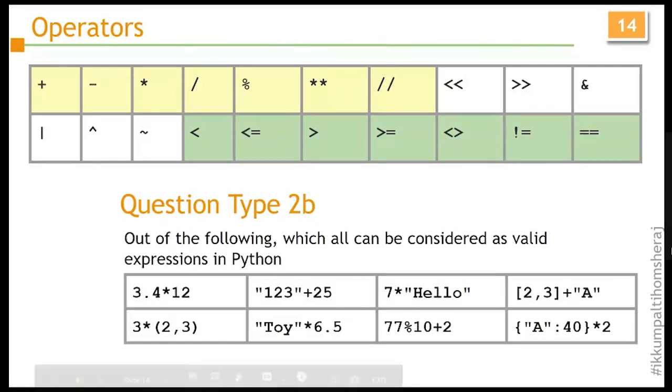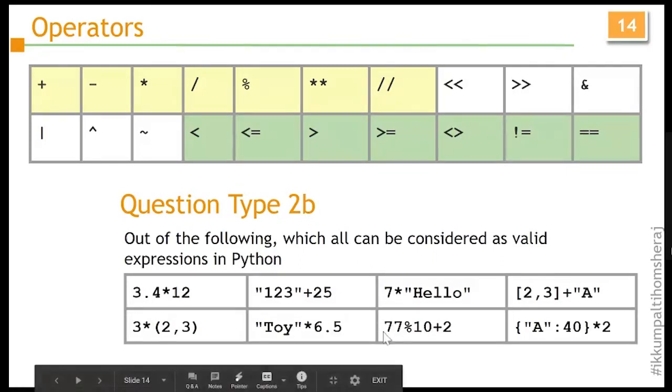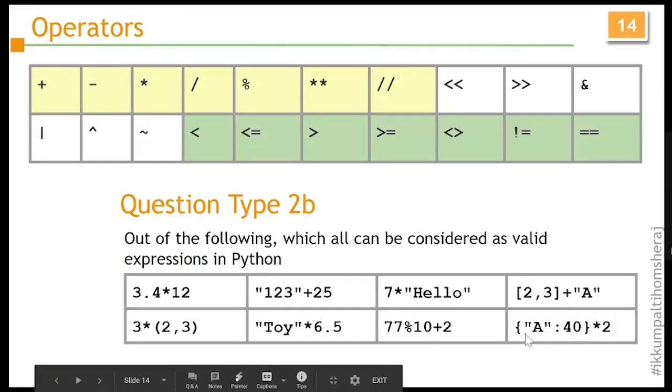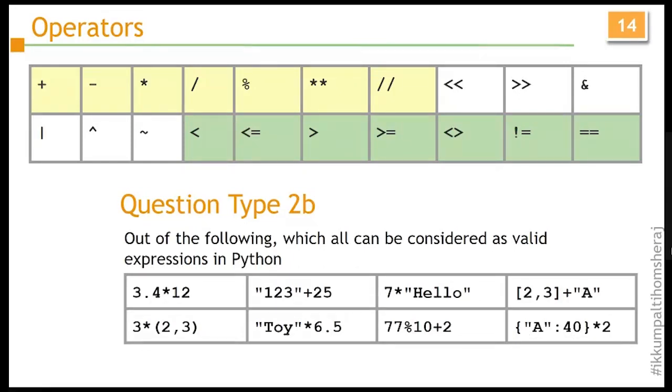So in the same way, we have one more expression. Obviously, this is going to work. 77 % 10 plus 2 will work. If we write a colon 40, which is a dictionary, multiplied by 2, will it work? No, sir. Dictionary will not work. The reason is very simple: in a dictionary, the keys are unique. So if it worked, it would give a colon 40, a colon 40, a colon 40, and that is not allowed. That is why it is going to show you an error.